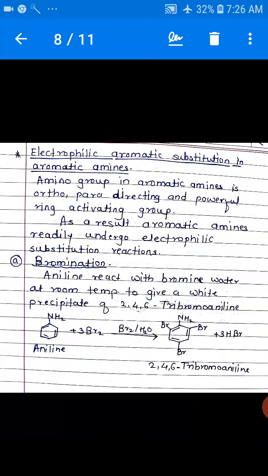with bromine. Aniline reacts with bromine water at room temperature to give a white precipitate of 2,4,6-tribromoaniline. Here the aniline, means NH2 group attached to benzene ring, plus thrice Br2 with bromine water, gives 2,4,6-tribromoaniline with removal of thrice HBr. In 2,4,6-tribromoaniline, bromine are present at second, fourth and sixth number of carbon atom and NH2 at first number of carbon atom.